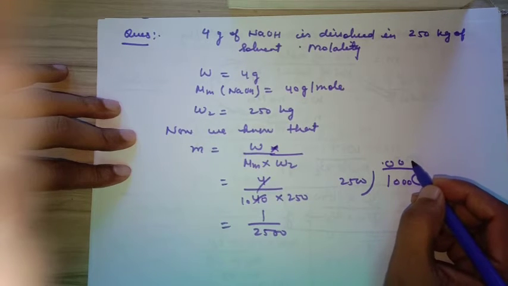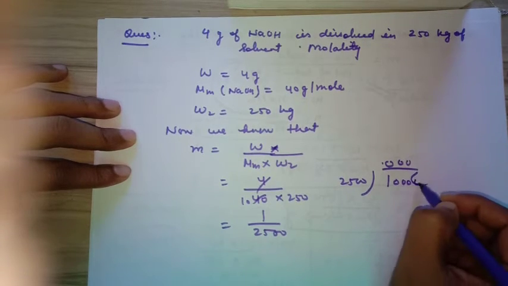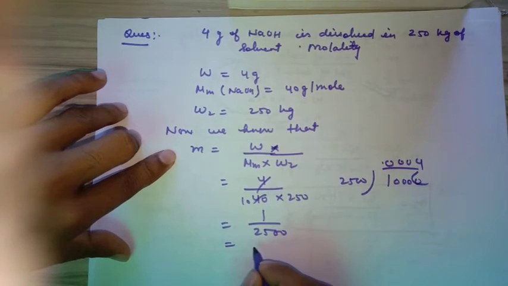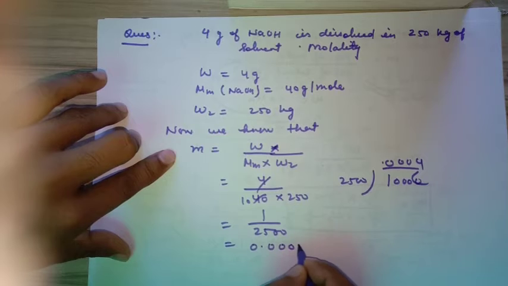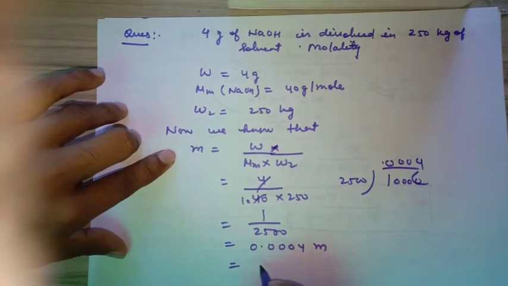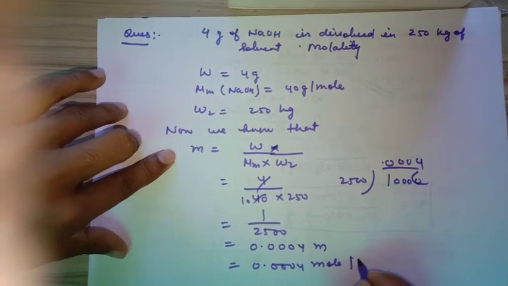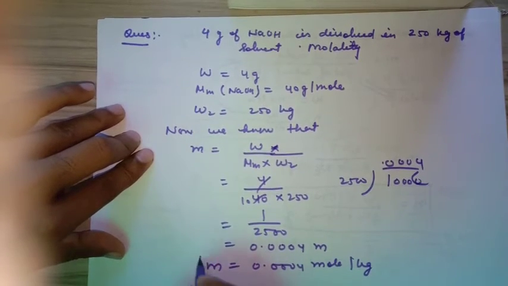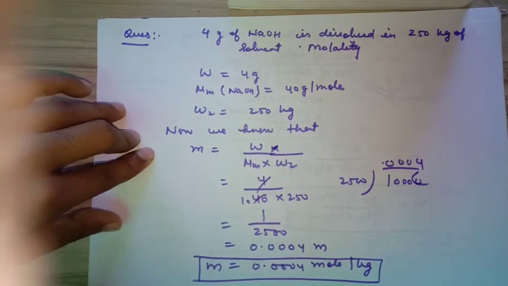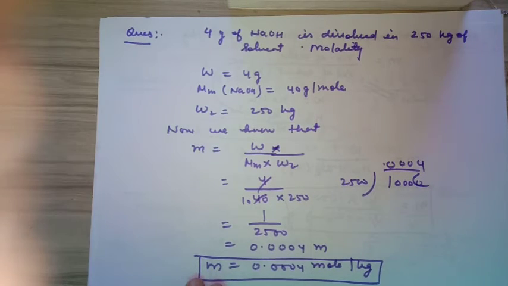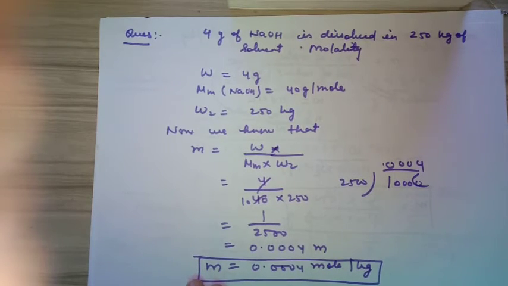So one time more. So we'll go 4 times. So we'll get 0.0004 small m, or we can say 0.0004 mole per kg. In this way, molality of a given solvent can be obtained. So this is how molality can be obtained.